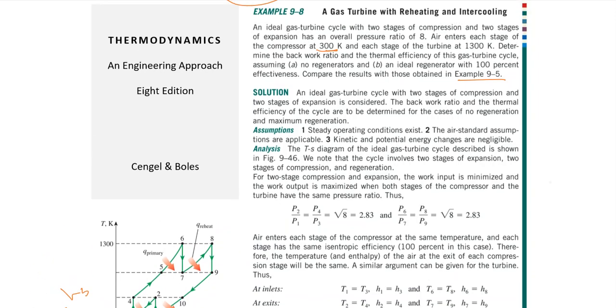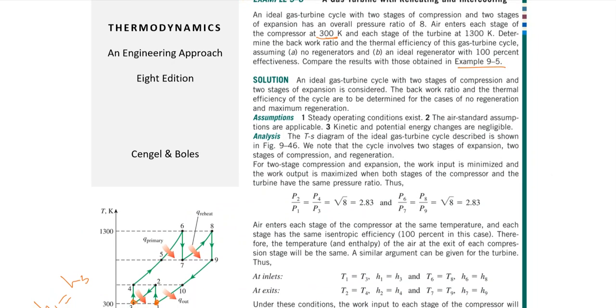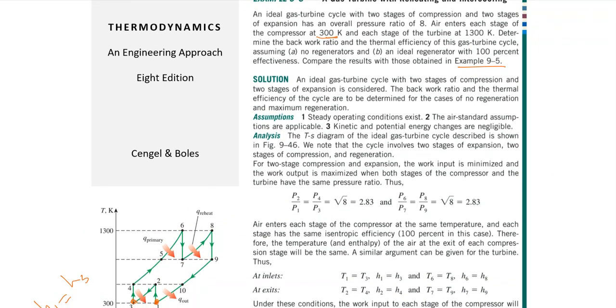It also says that each turbine stage is at 1300 Kelvin. So the inlet of the first stage of the turbine is 1300 Kelvin, and for the second stage, after reheating, we are reheating to 1300 Kelvin as well. So after reheating, the temperature at state 8, which is the inlet of the second stage of the turbine, is also 1300. That also means enthalpy H6 would be equal to enthalpy H8.